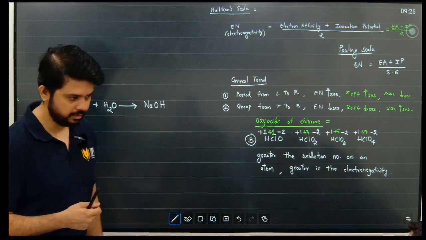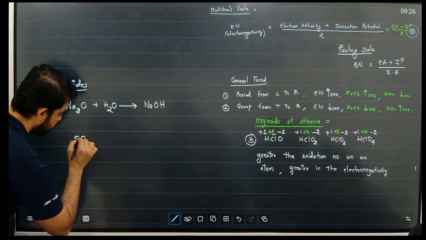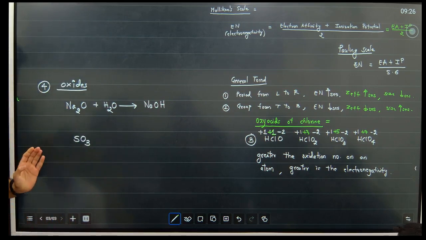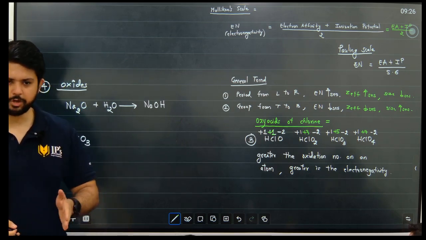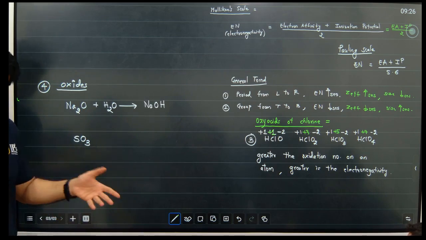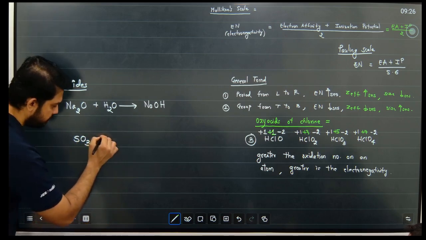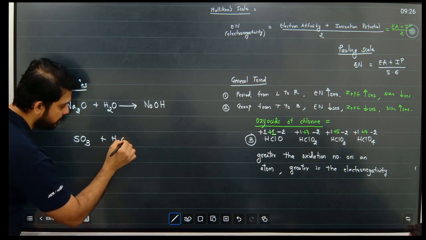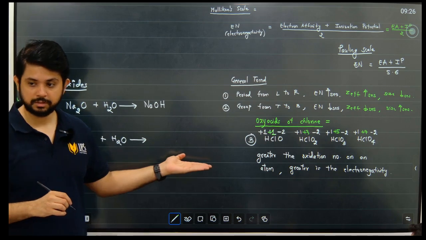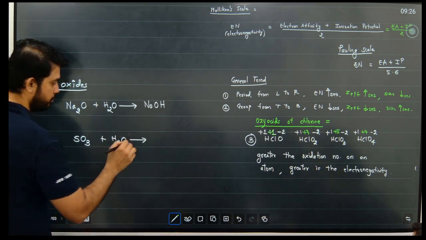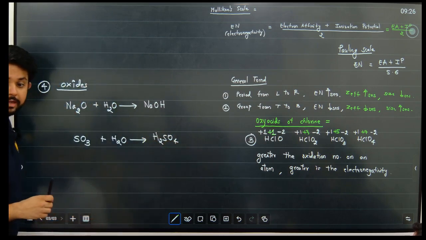Or for that matter, if I take something like SO3, sulfur trioxide. It's an oxide of sulfur. Sulfur has many oxides, SO2, SO3. I took SO3, we can take SO2 also. Where did we put this? In water. This will give us what? H2SO4. Yes or no? 10th standard contact process.